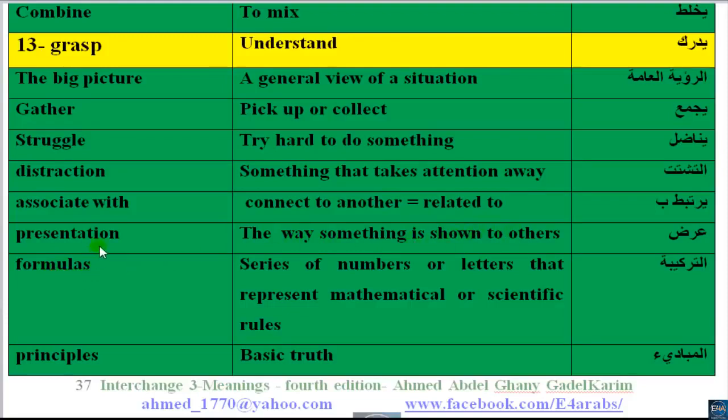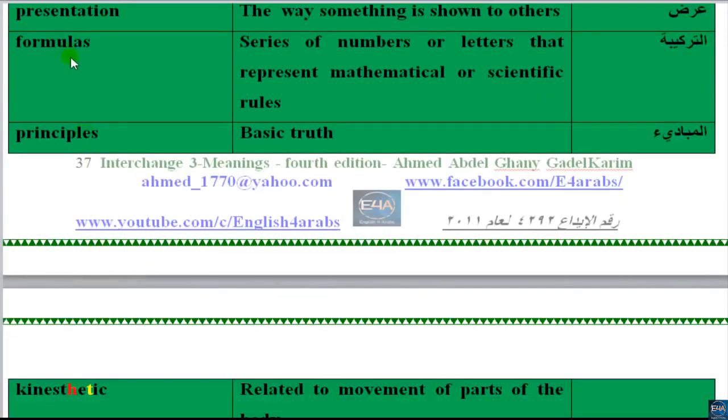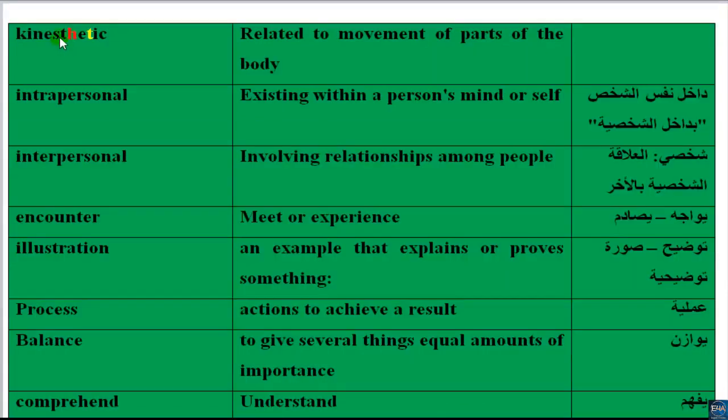Formulas, series of numbers or letters that represent mathematical or scientific rules. So we can say series of numbers or letters to represent scientific rules, mathematical rules. And here T soft D, mathematical. Principles, basic truth. Take care of this word, H silent, and here the T in American soft D.